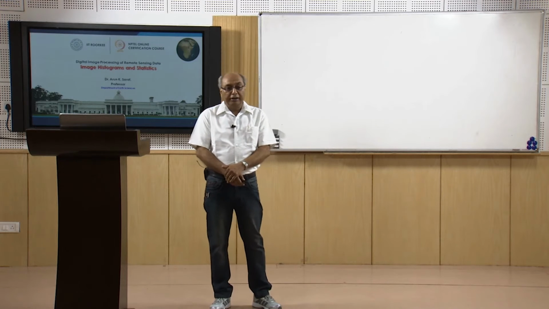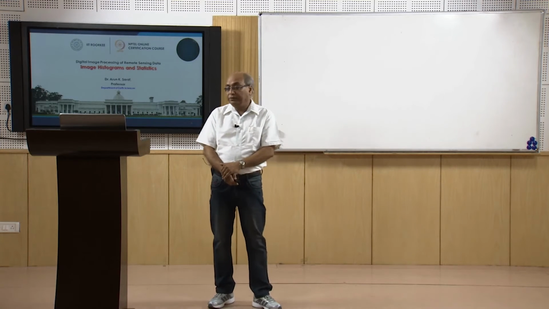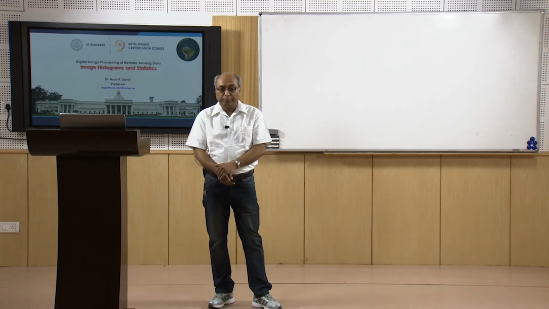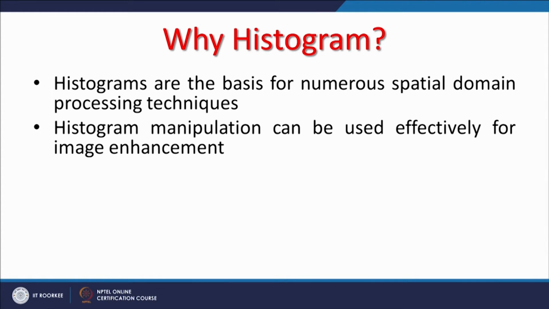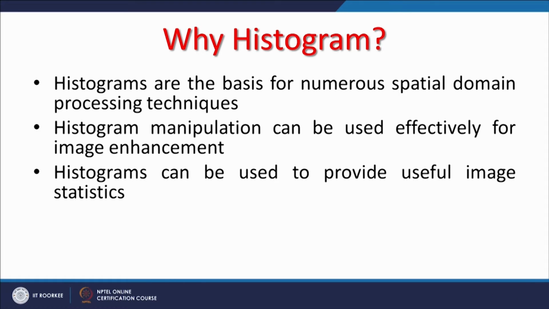It shows the color distribution in a digital image, and it plots the number of pixels against each pixel value. And histograms are the basis of various spatial domain processing techniques, which are image enhancement techniques, which we will see a little later. So histogram manipulation can be used effectively for image enhancement, and a histogram can be used to provide useful image statistics as well.